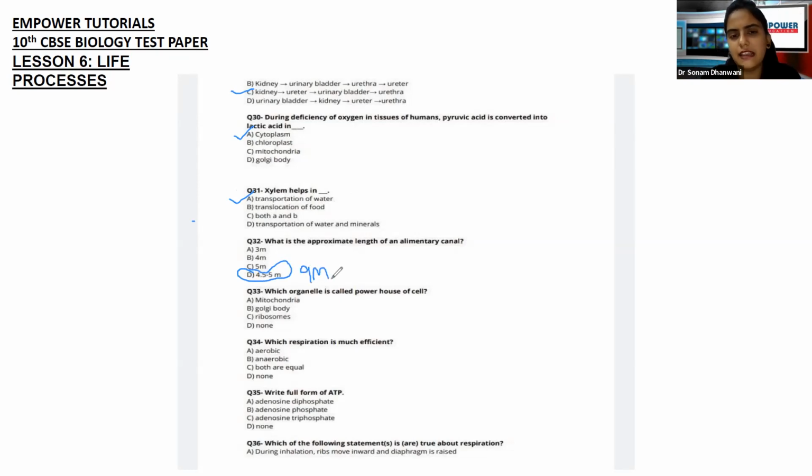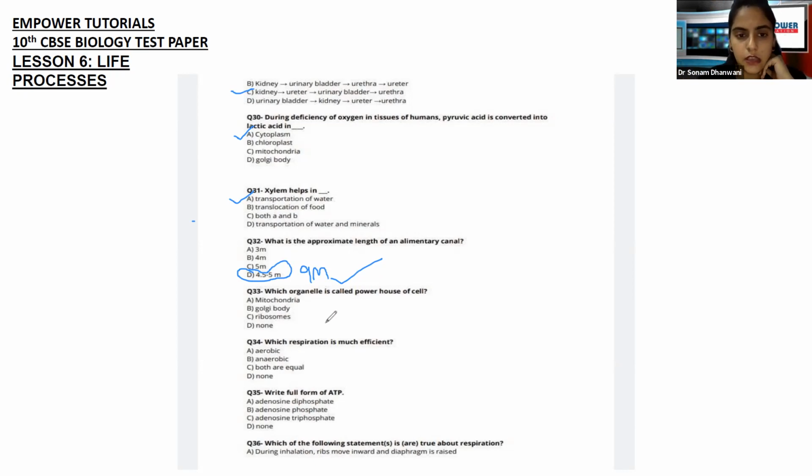9 meters is the exact length of the alimentary canal. Okay, now what is the alimentary canal? What is this alimentary canal consisting of? This alimentary canal is going to consist of the mouth and the salivary glands. It is basically a tract, a long tube in which all the digestive organs are found. So that is the alimentary canal and its approximate length is about 9 meters. Okay, are we clear with this?